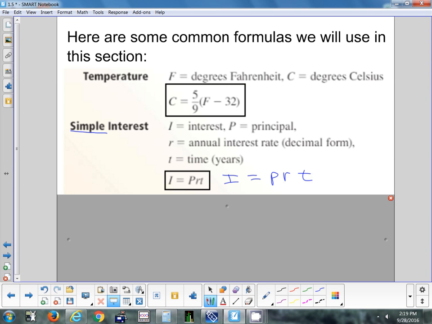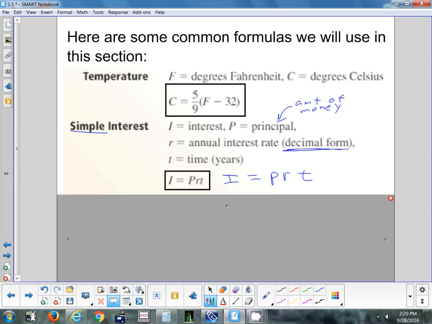So this one has 4 variables in it. I is interest. I think this is already on your sheet. P is the principal. Principal is how much money, in our case, you are investing. How much money did you put into a savings account? So that's the amount of money. R is your interest rate. It might be like 2%, 4%, that's how much your interest rate is. And when we use the interest rate in a formula, we always have to use it as a decimal. We'll talk about that.